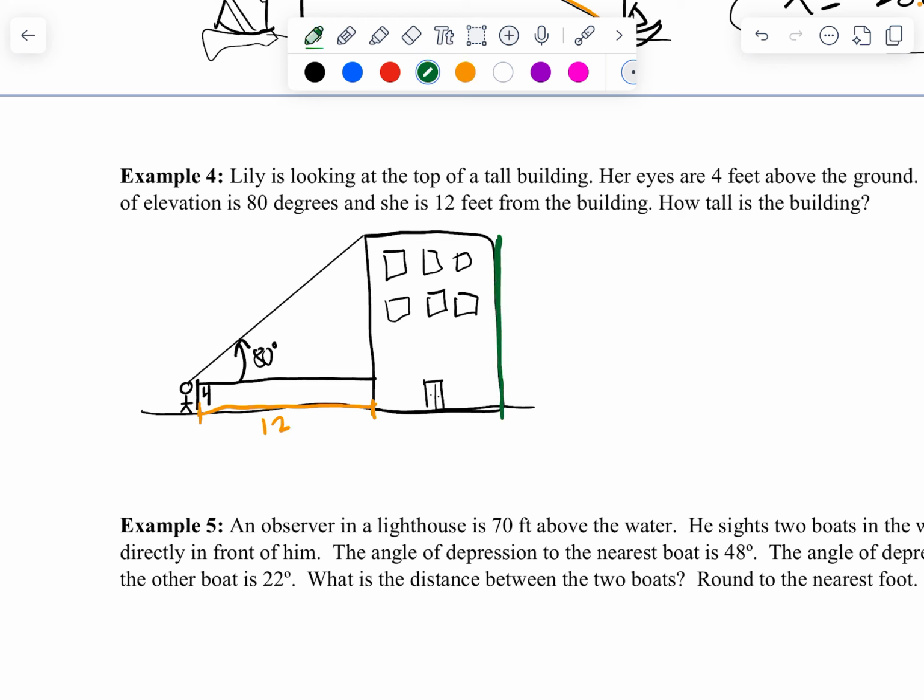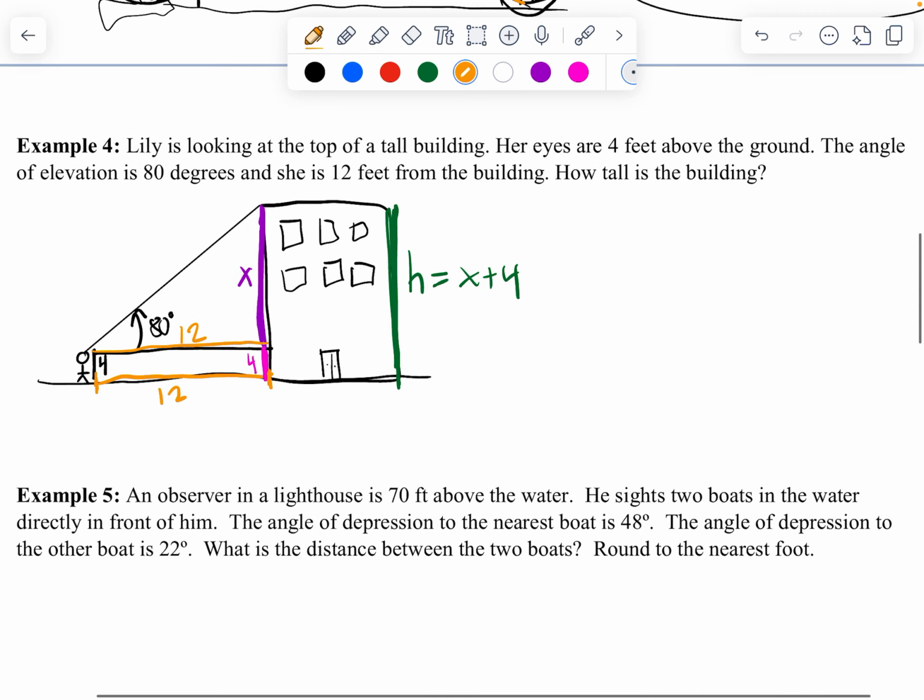So my goal is to find this entire length, right? Height of building. Well, I just happen to know that whatever this distance is, I don't know it, right? That distance plus the little 4 feet of Lily should be the entire height of the building, right? So last piece of information, I know that's 12, so that should also be 12. And there you go. There's your triangle. Okay, your goal is to always end up with a triangle every single time. Make sure that you're putting all those pieces of information together. Take your time to draw it out.